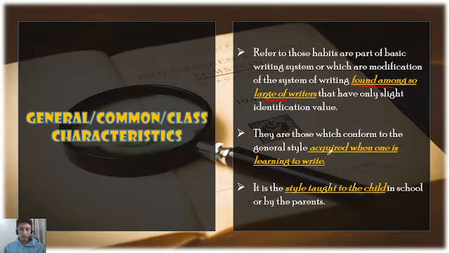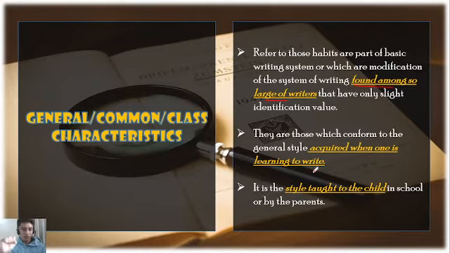So, paano natin na-acquire to? It is said here that we are able to acquire these general characteristics of handwriting when we were still learning as a child. Or this is the style that was taught to us by our parents or by the school, by the time that we are starting to learn how to write.